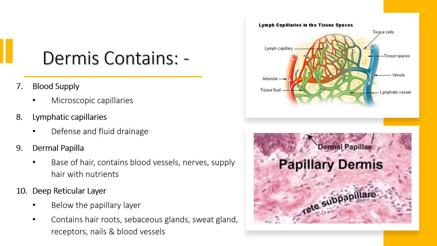Now, there are two layers to the dermis. There's a papillary dermis and there's a reticular dermis. One of the questions we had in the iTech paper a few years ago was about the deep reticular layer, which is the very deep part of the dermis, which contains the roots of hairs, the sebaceous glands, the sweat glands, the receptors, the nails, and the blood vessels.